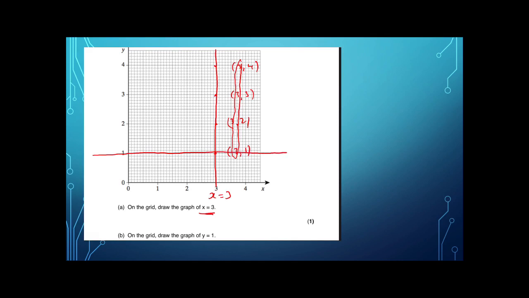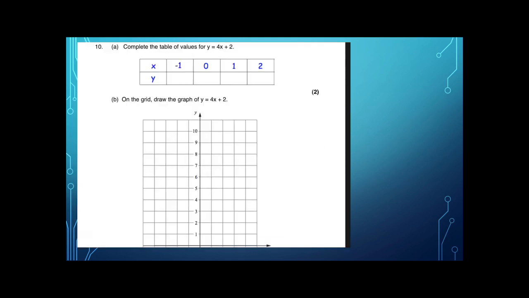Y is equal to 1 is a horizontal line, and if you notice, the y value is always 1, and that is the line y is equal to 1. Complete the table and then draw this line.